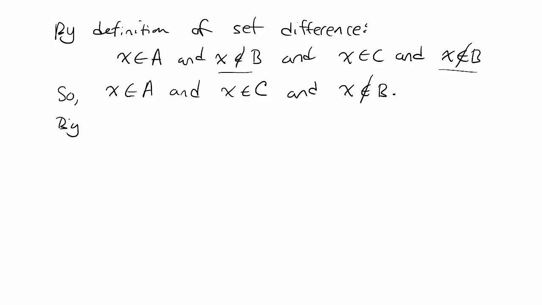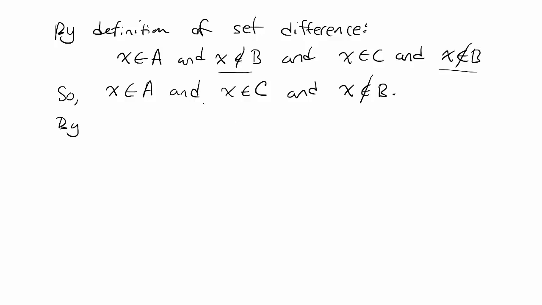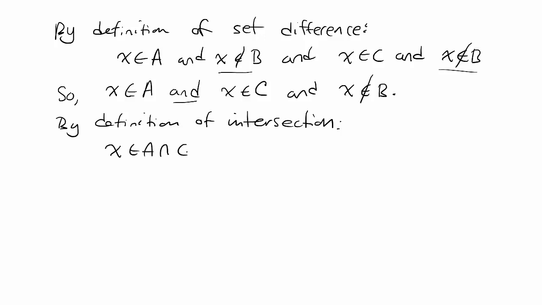Now, so we broke it down. We went from having the symbols for intersection and set difference. We broke it down with the words. Now we're going to build it back up. So this and is going to become the intersection again. So by definition of intersection, X is an element of A intersection C, and we still have this and in this part, so copy that down, and X is not an element of B.